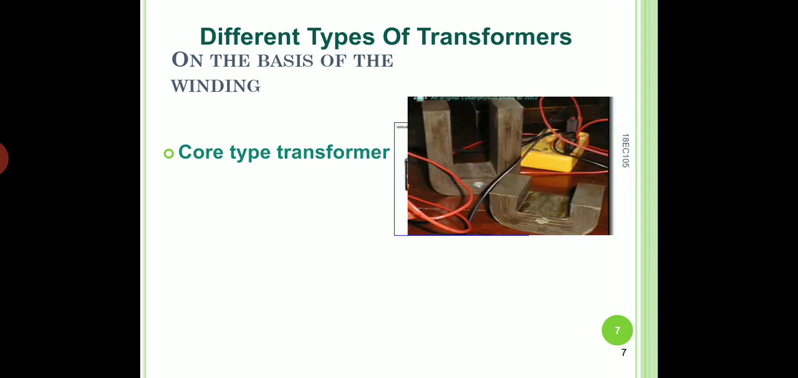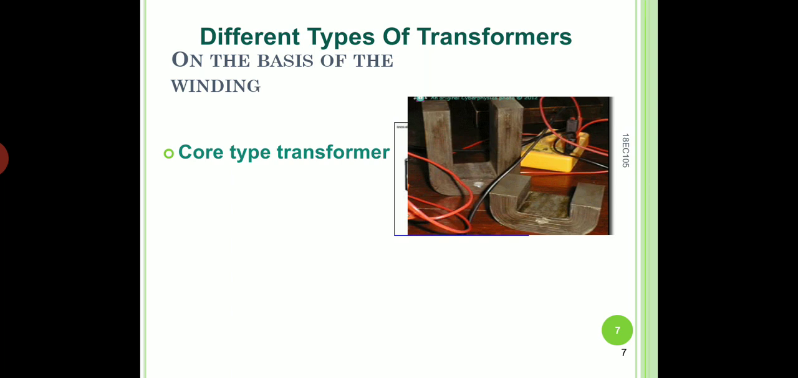Then the core model of the transformer, as you can see, has two arms in the magnetic circuit, and each winding, primary and secondary, will be wound on each leg of the core, and that is how it is. And let us see the other one.